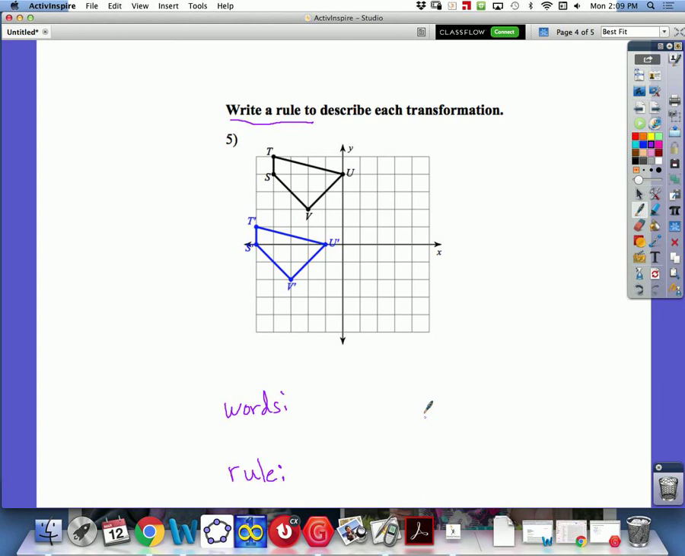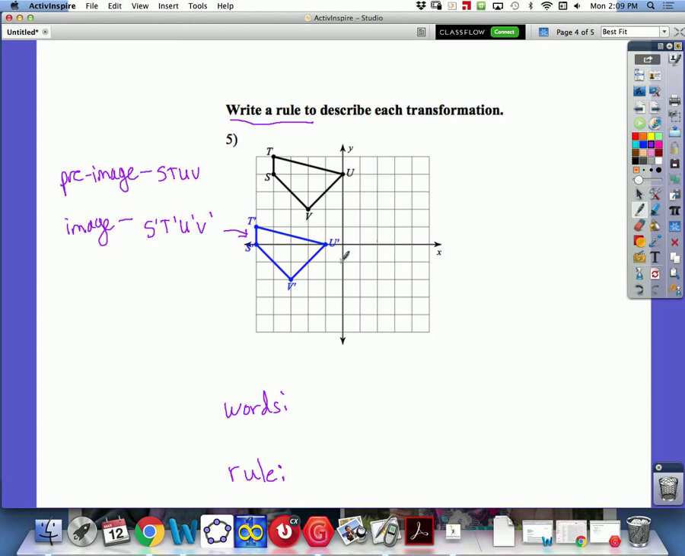So first thing we have to identify which one is the pre-image and which one is the image, because that's going to control, did the shape move up or did it move down? So remember, the image is the one that has the dashes. So the image is down here at S dash, T dash, U dash, V dash. So that's this one. So that means the pre-image was S, T, U, V. So that means the shape started here and it translated down and over.